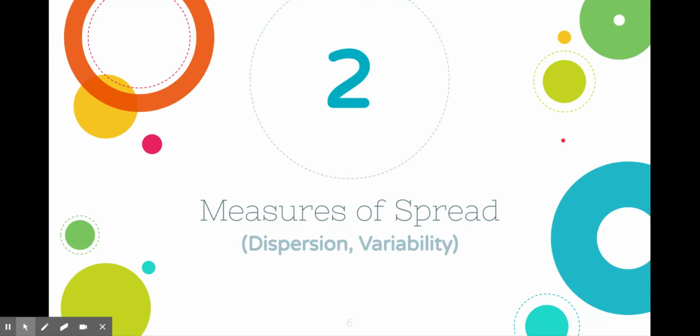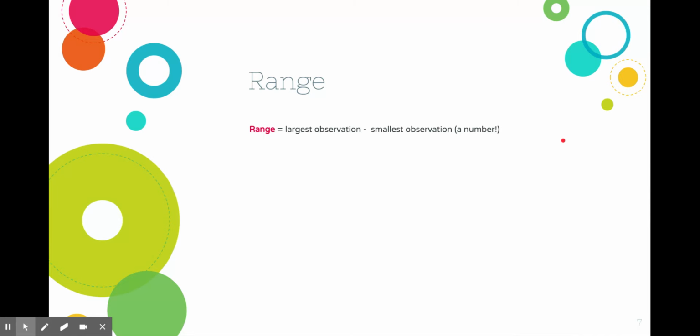Two, measures of spread, dispersion, and variability. First, we have the range. The range is the largest observation minus the smallest observation. This has to be a number.